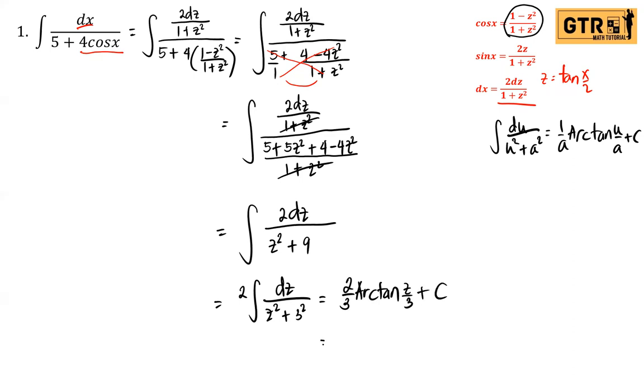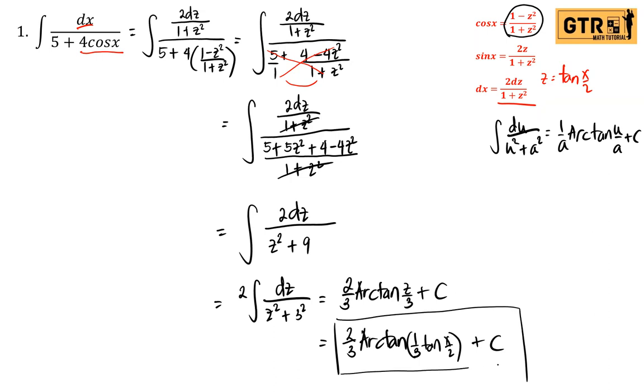So for the final answer, just substitute the value of z. The value of z is tangent x over 2. Okay, so therefore the final answer will be 2/3 arctangent z over 3, or that's the same as 1/3 z. So let's put 1/3 and then the value of z is tangent x over 2. So let's put it in parentheses, plus c. So this will be our final answer: 2/3 arctangent, 1/3 of tangent x over 2, plus c.